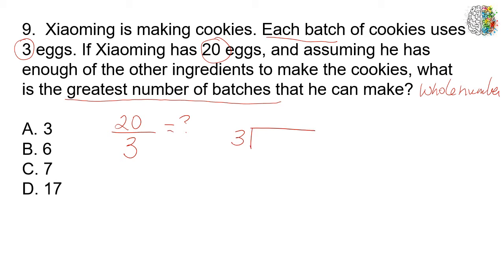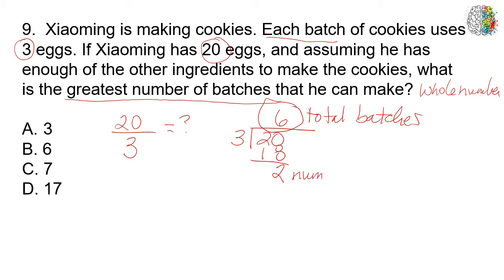So now we're going to do our long division. 3 can go into 20 6 times with the remainder of 2. Now, we just want to know the number of batches. So 6 is our final answer because that's the number of batches. So this is going to be total batches. And the 2 is going to be number of eggs left over.